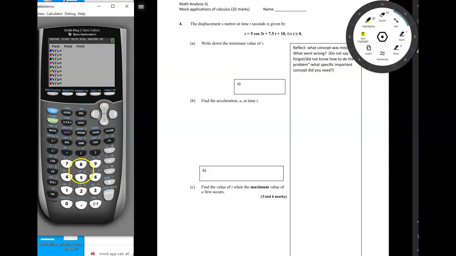So I put 5 cosine 3x, and it'll automatically put parentheses around it, but you just close the parentheses and continue on. 7.5x, I'm replacing the t's with x's, plus 10. And then I just graph it. I'm looking for the minimum value of s, of course, for the domain t is greater than or equal to 0.